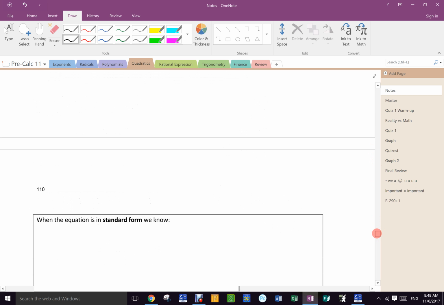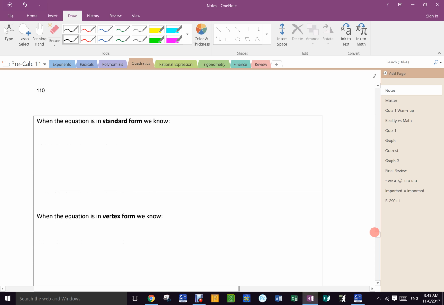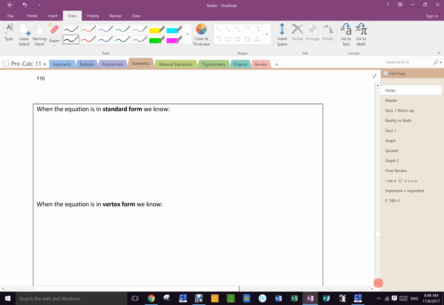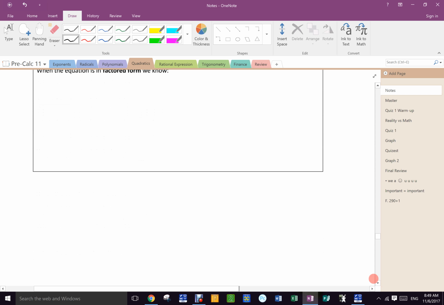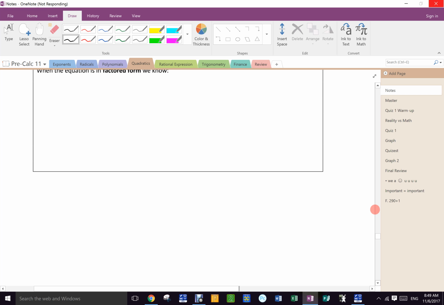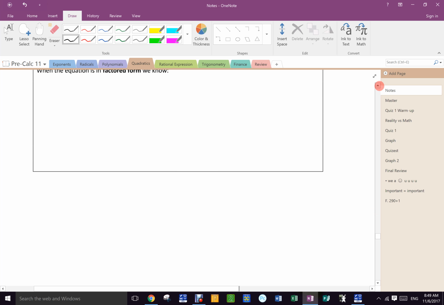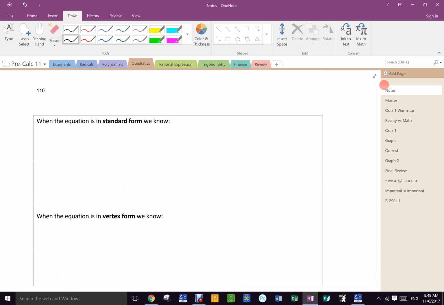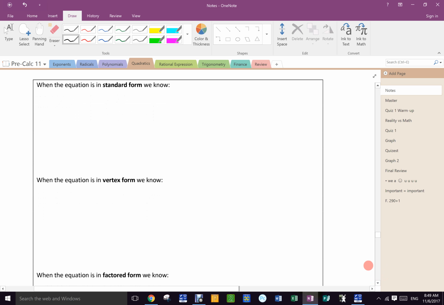All righty. Let's do some summary. Fill in the box on page 110, because I'm going to write some stuff at the bottom. Fill in the box on page 110 with your neighbor, by yourself, I don't care. Everything you can think of about standard form right there. Everything you can think of about vertex form right there. And everything you can think of about factored form right there. Go!